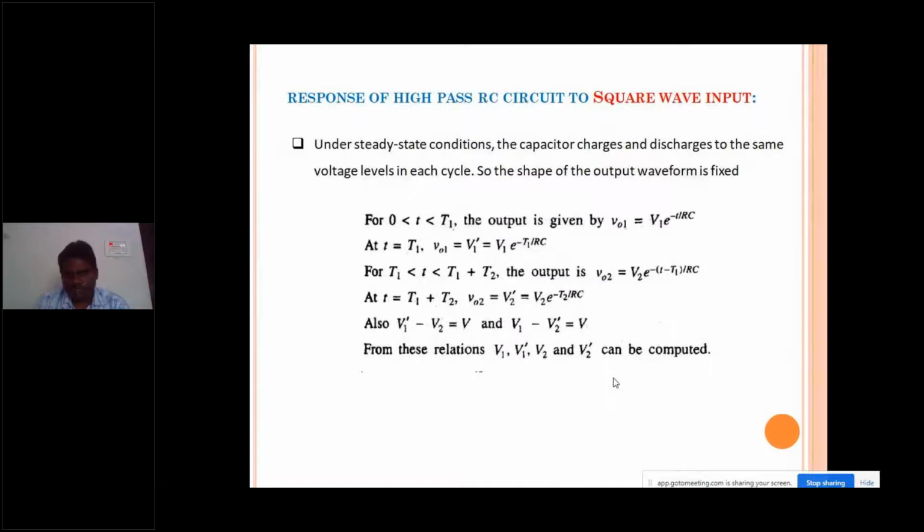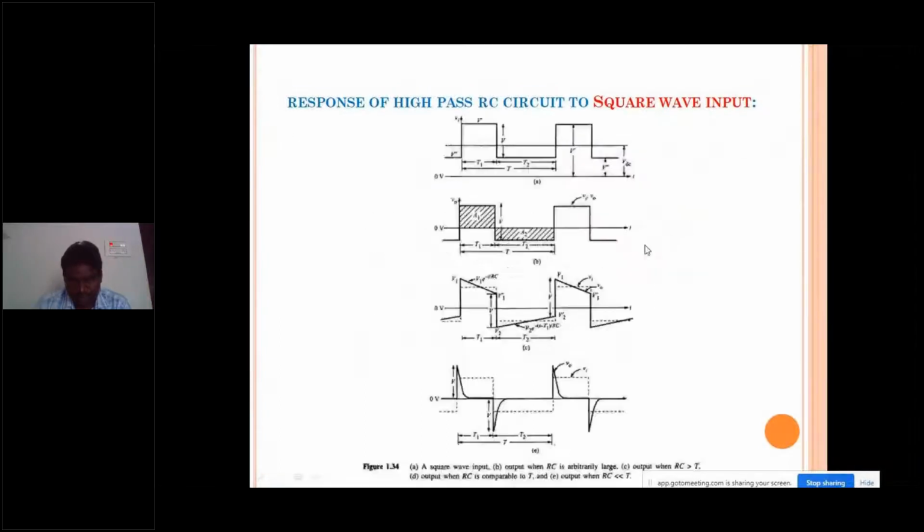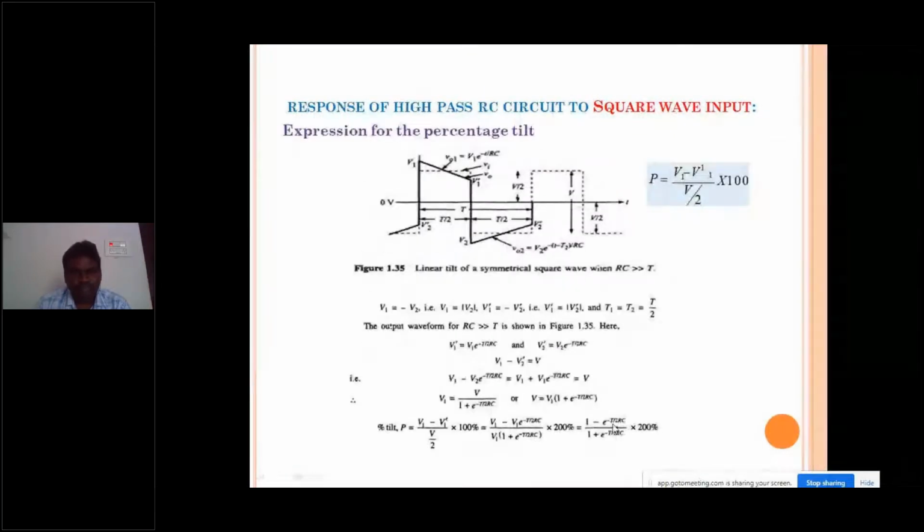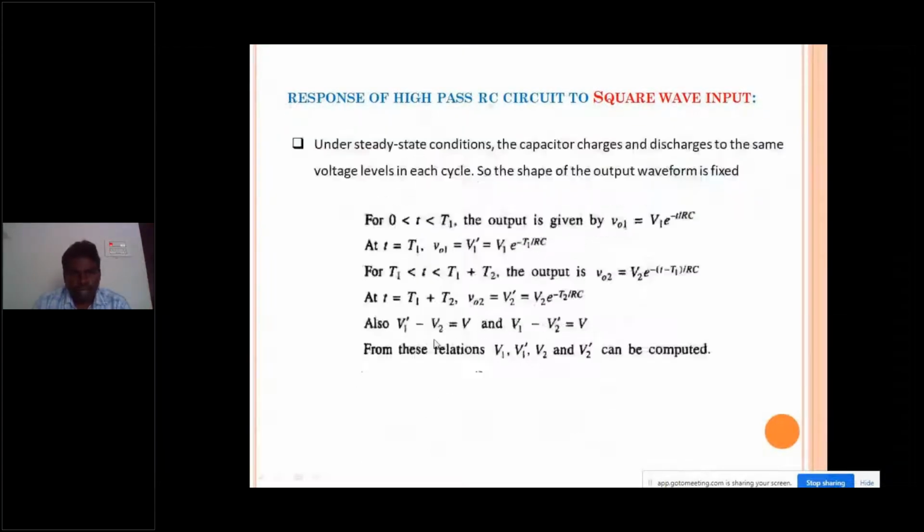So these are the expressions that we need to use to calculate the output shape. V01 is the output voltage for the duration 0 less than t less than t1. So V01 is equal to V1 into e to the power of minus t by RC. That is for this particular location. And in the next case, at exactly time t equal to t1, V01 will become V1 dash. That is substituted here. So like that, substitute all the cases so that you will get the wave shape. The final thing is, you need to substitute your time values in that expression in order to get the final shape of the wave.